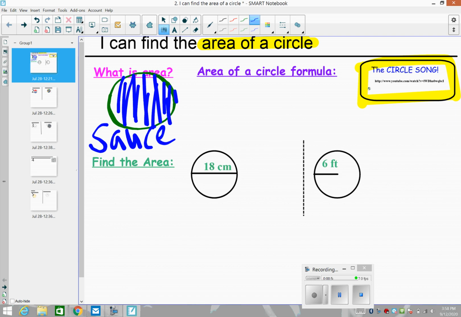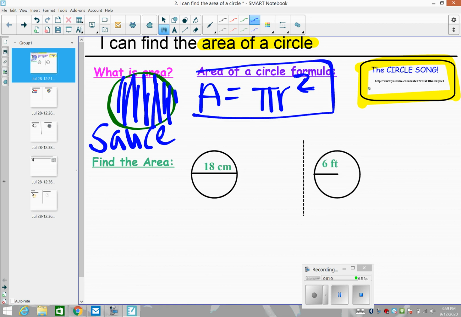So that's area. The formula for area is pi r squared, sounds like area to me. When I need a circumference, I'll just use pi d. So area of a circle is this formula. So let's break that down a little bit and talk about each piece of that.